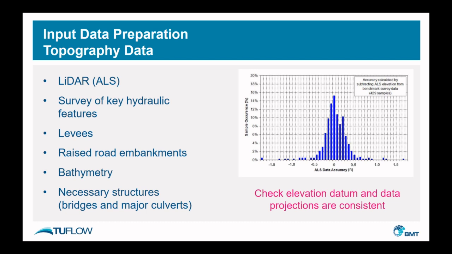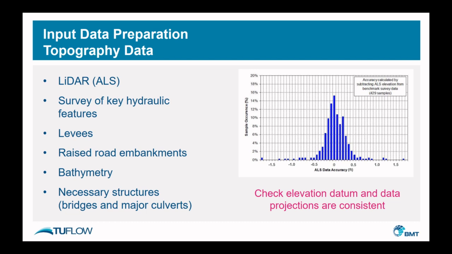I would start with collecting LiDAR data of my study area and then also survey of key hydraulic features. And those are typically levees, raised road or rail embankments, bathymetry data sets, and then also any necessary structures that could influence the hydraulics, that being bridges or major culverts. In all cases, I'd be checking the elevation data associated with these data sets to make sure that the datum is consistent with what I'll be modelling in, with my hydraulic model, and also check that the projections match.